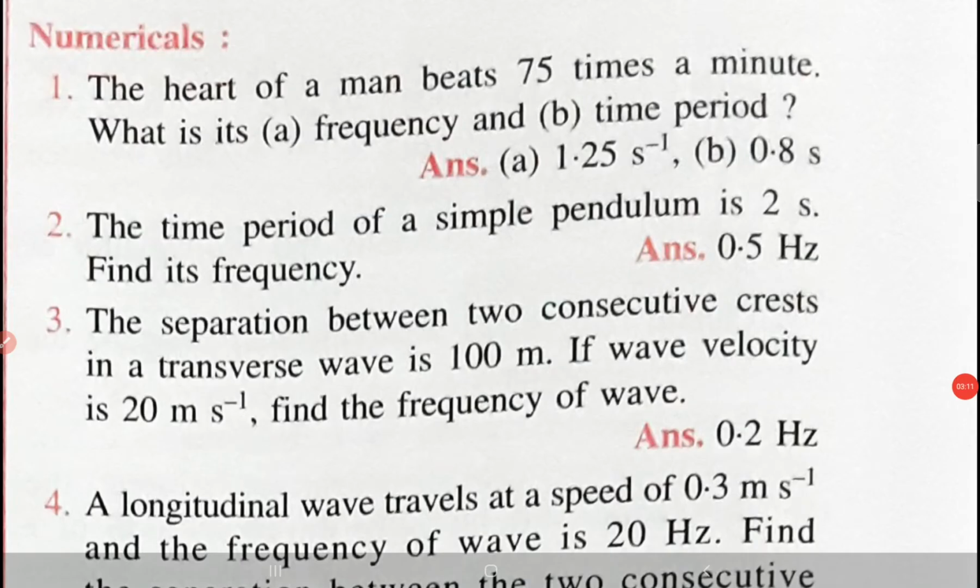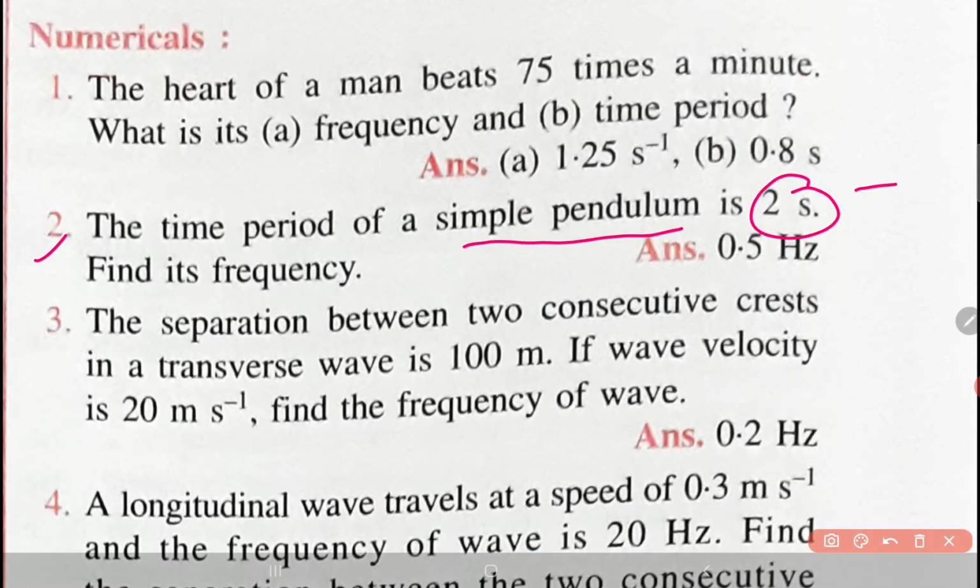So we have come back to the book. We are doing number 2. The time period of a simple pendulum, I hope you know what a simple pendulum is, is 2 seconds. So here they are giving us the time period. Find its frequency. So what will be its frequency? Simply we can use the formula f equals 1 upon T and then find the value of f for this number.